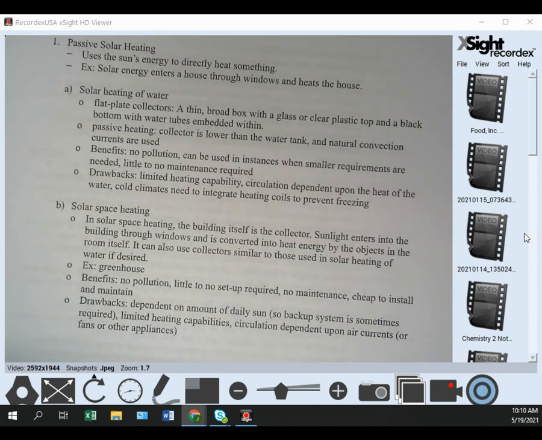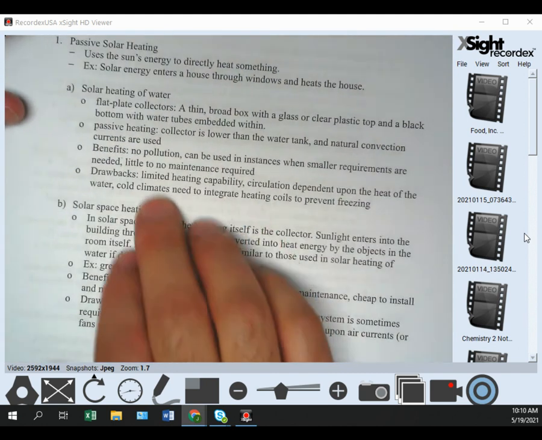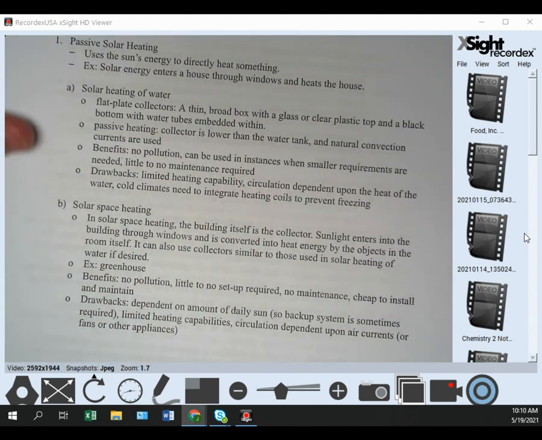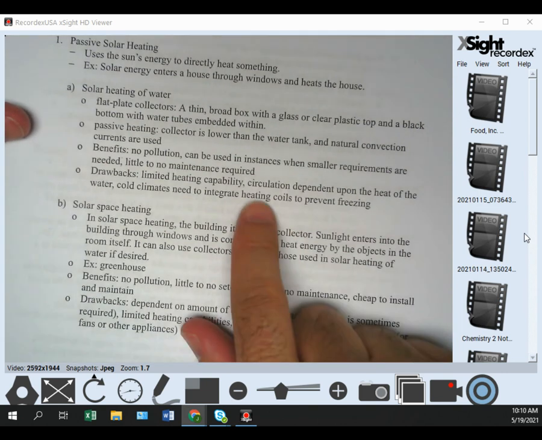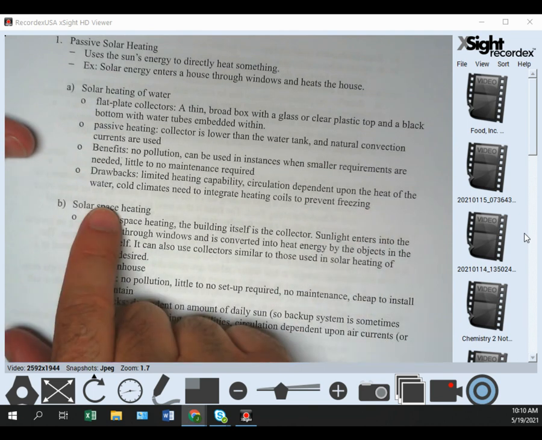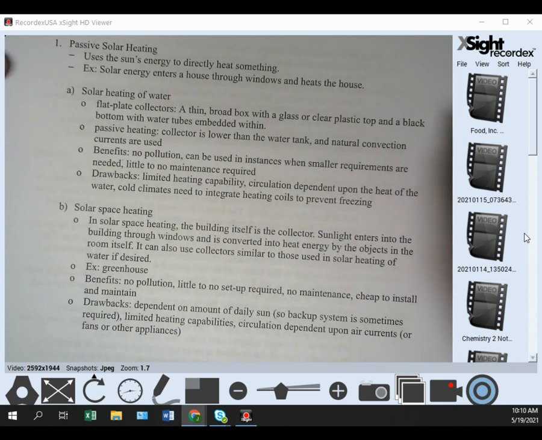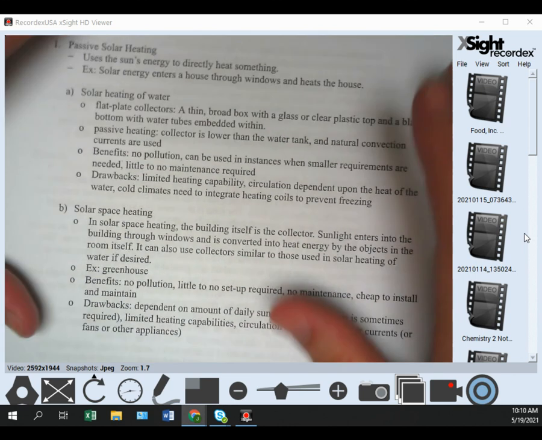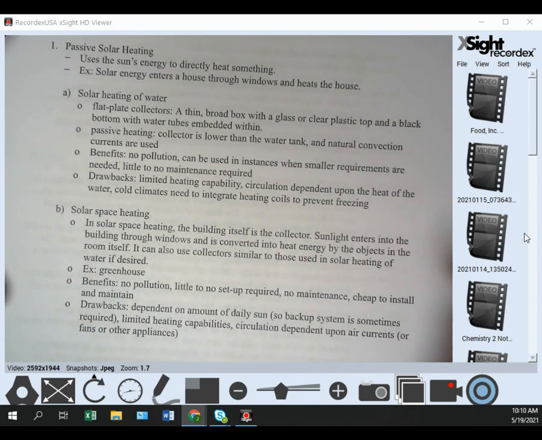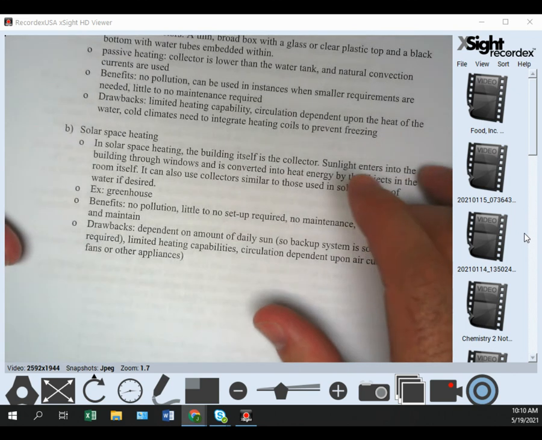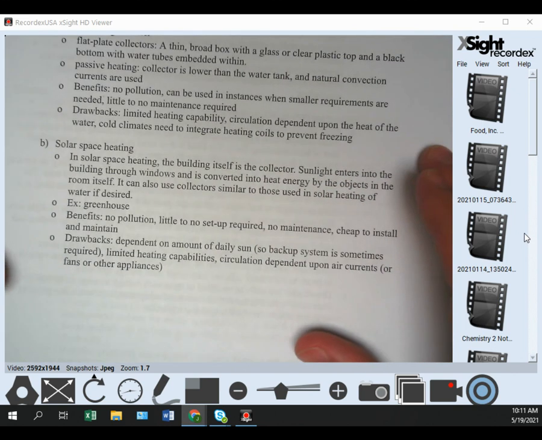So now, what would some of the drawbacks be? Well, limited heating capability. You can only heat it as much as the sunlight you get, right? The circulation is dependent upon the heat of the water. In cold climates, you would have to integrate heating coils to prevent freezing, because the energy generated from the sun wouldn't be enough to keep it hot enough to prevent it from freezing. So you would have to have something else with it. But yeah, good.